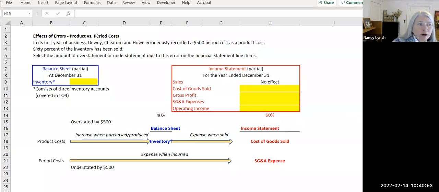Okay, in this video, I want to show the effect of an error. In this example, this company in its first year of business erroneously recorded a period cost as a product cost. What does that even mean?